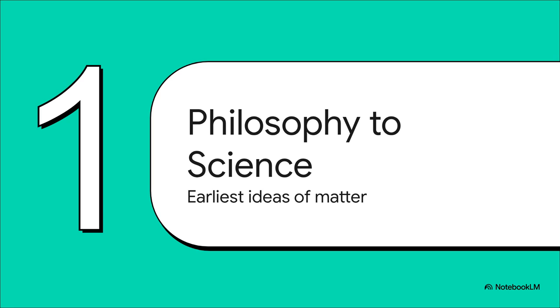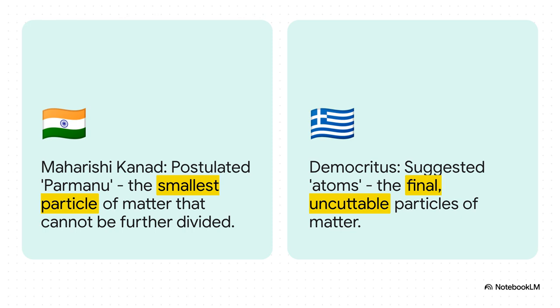How did people even come up with the idea of atoms in the first place? It's quite amazing, really. Long, long ago, thinkers from completely different parts of the world had the same fundamental idea. Here in India, Maharishi Kanad talked about Parmanu. He said it's the smallest particle of matter, or padarth, that you just can't divide any further. And around the same time in Greece, a philosopher named Democritus suggested the idea of atoms, which in Greek means uncuttable or indivisible. Both were imagining a final point, a tiny particle you just can't break down anymore.